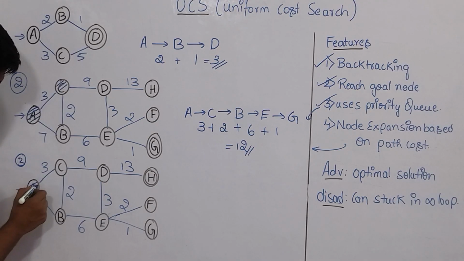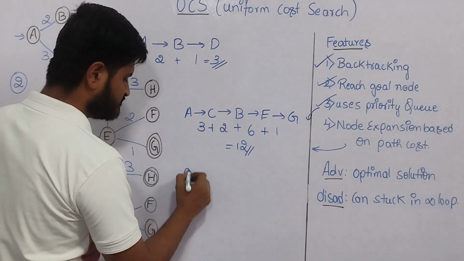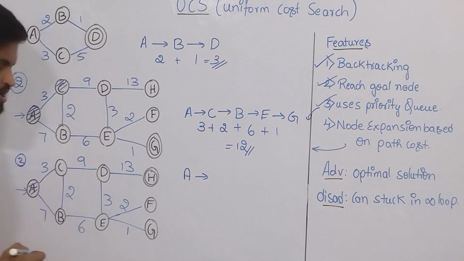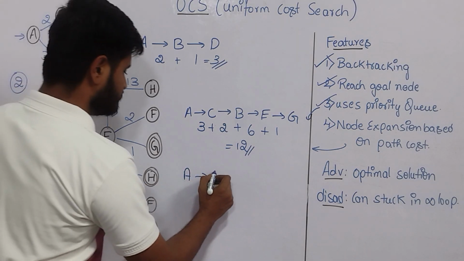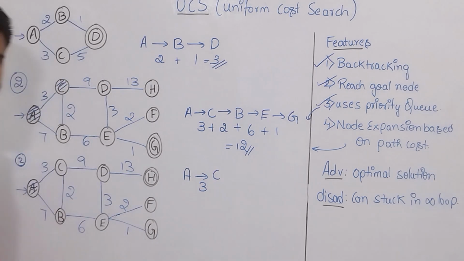Now if we see, A is my initial node. From A I can go to C or I can go to B. The cost of moving from A to C is 3. From A to B it is 7. So among these two, the smaller is from A to C with a cost of 3.